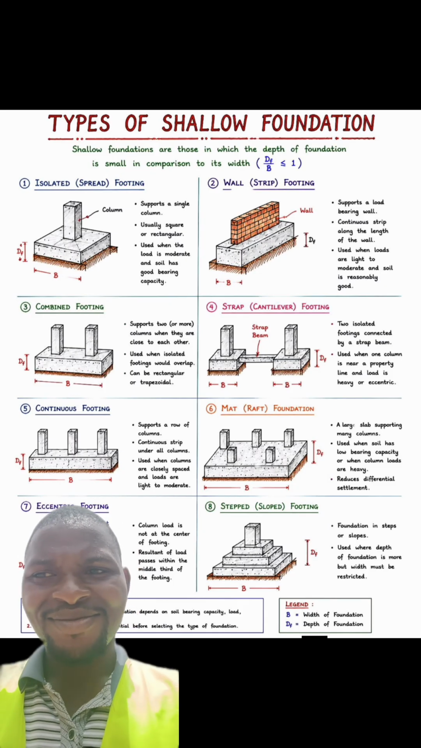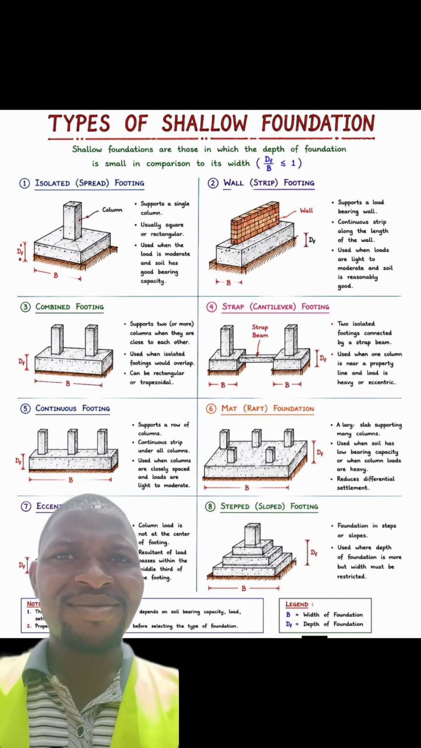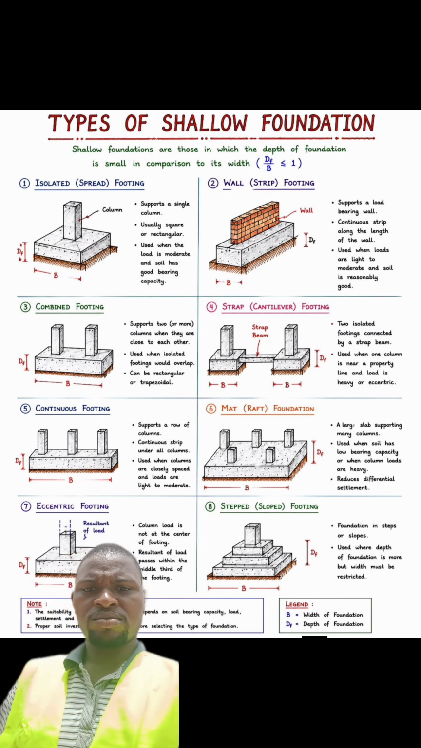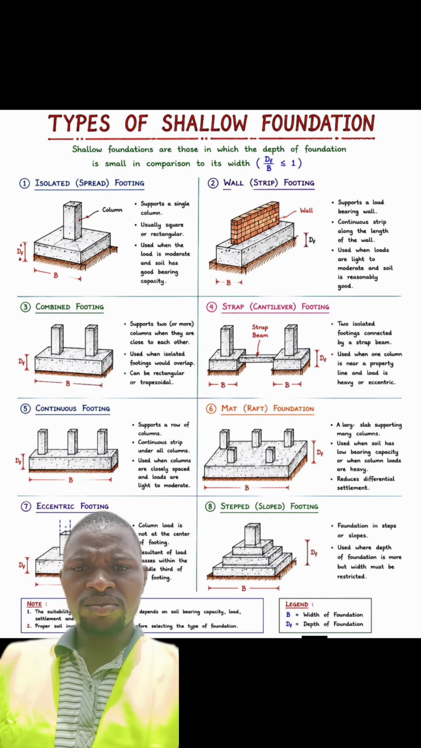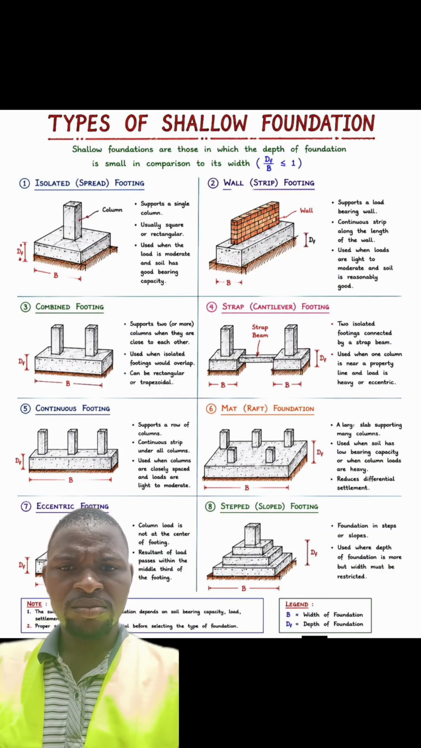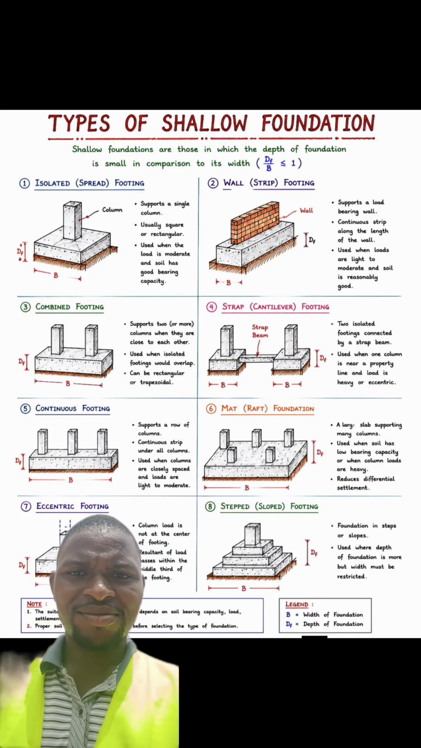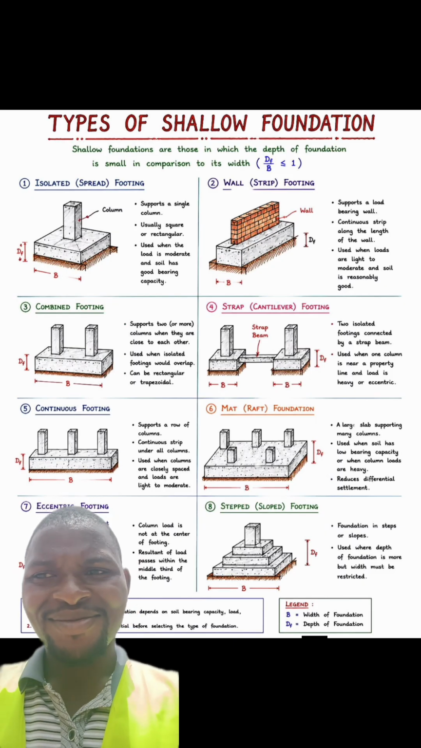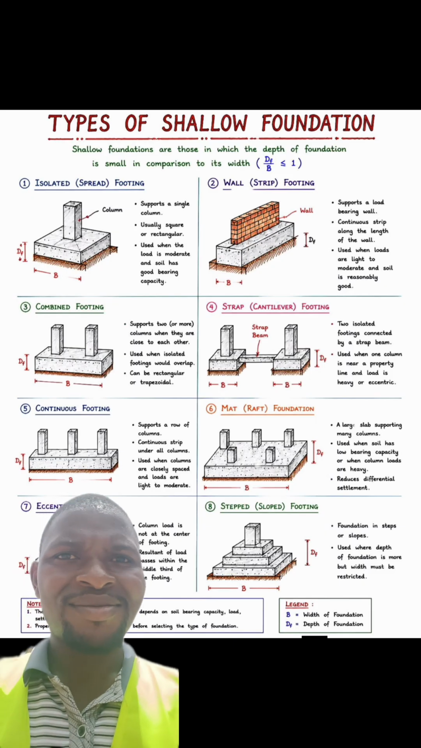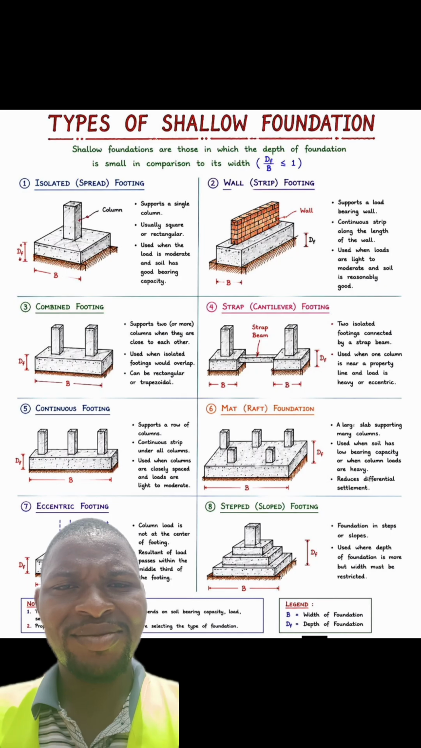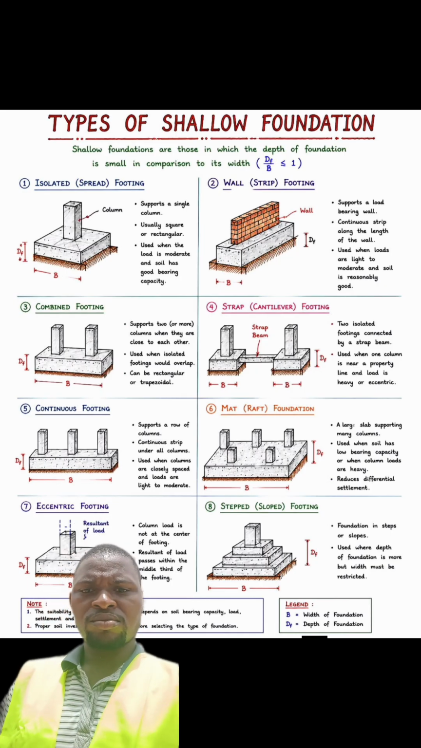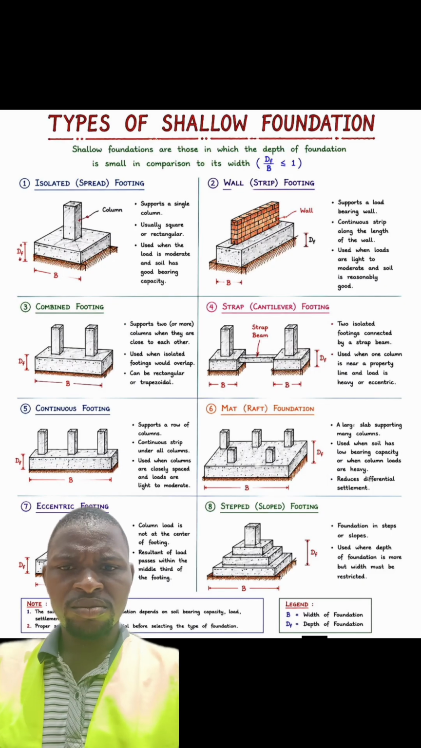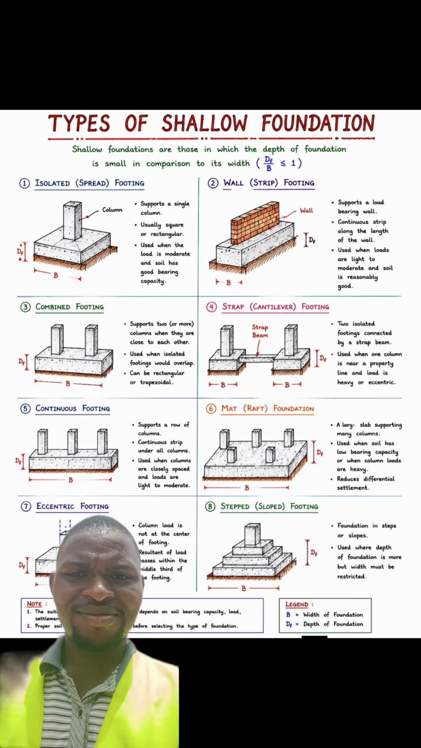Then we have the mat or raft foundation. It's a large slab supporting many columns, used when soil has low bearing capacity. So if your soil has low bearing capacity, you can actually use your mat or raft foundation. It also reduces differential settlement.